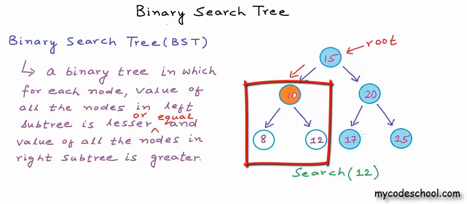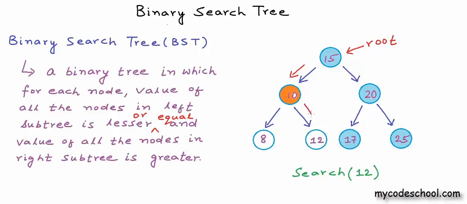So we have reduced the search space to only these 3 nodes having values 10, 8 and 12. Now once again we'll compare 12 with 10. We are not equal. 12 is greater. So we know that we need to go looking in the right subtree of this node with value 10. So now our search space is reduced to just 1 node. Once again we will compare the value here at this node and we have a match.